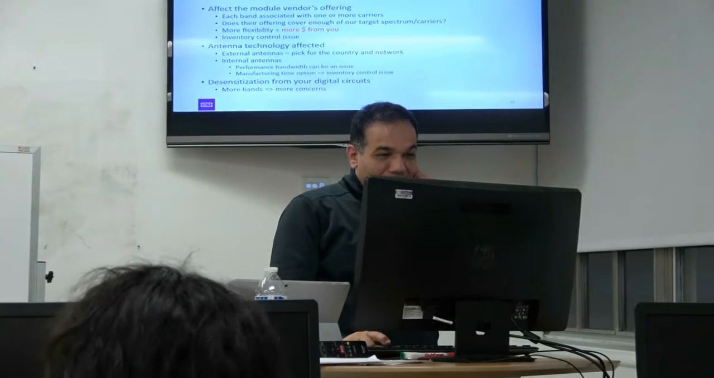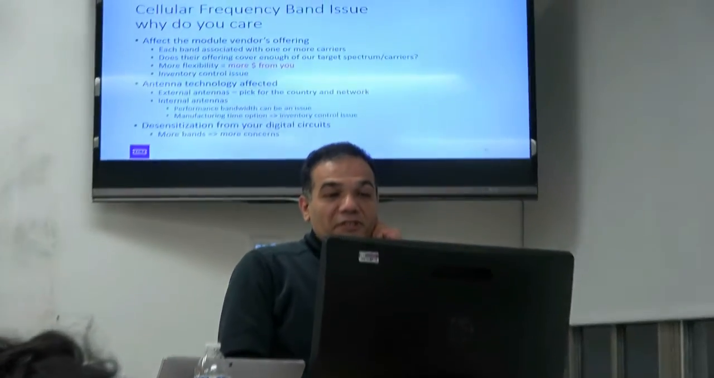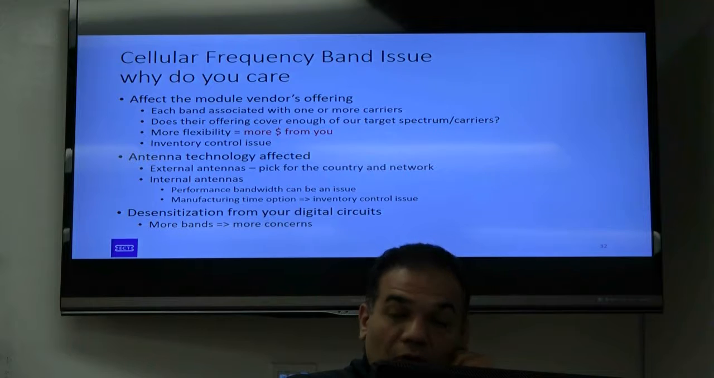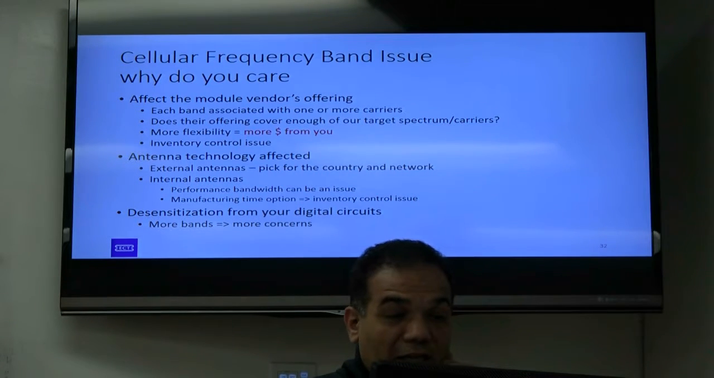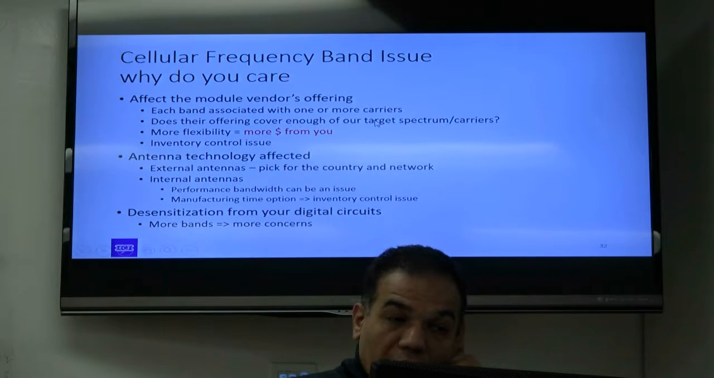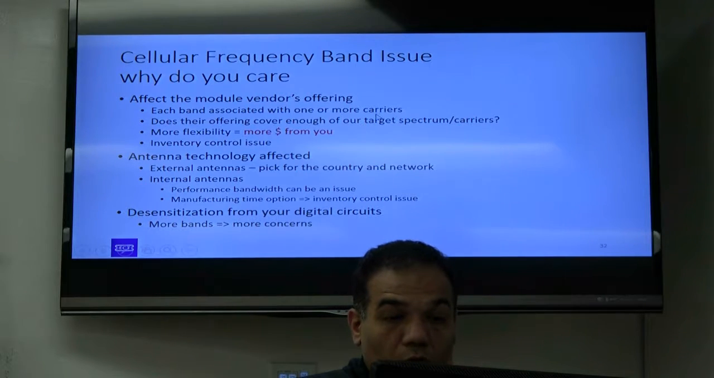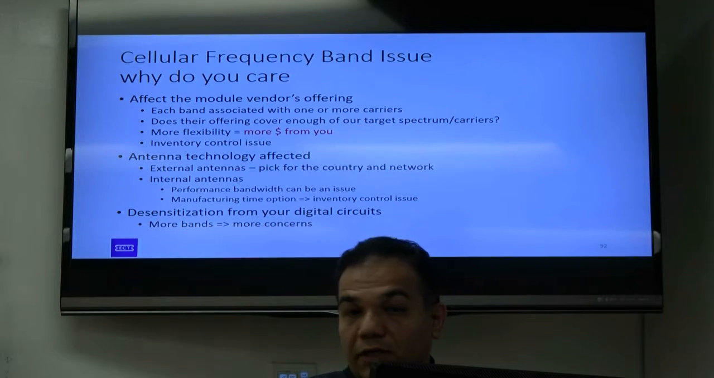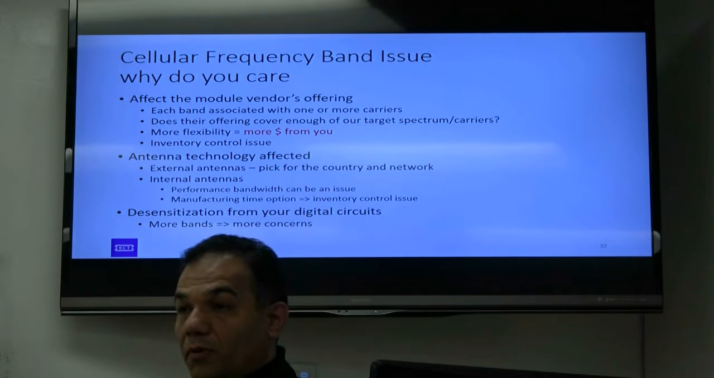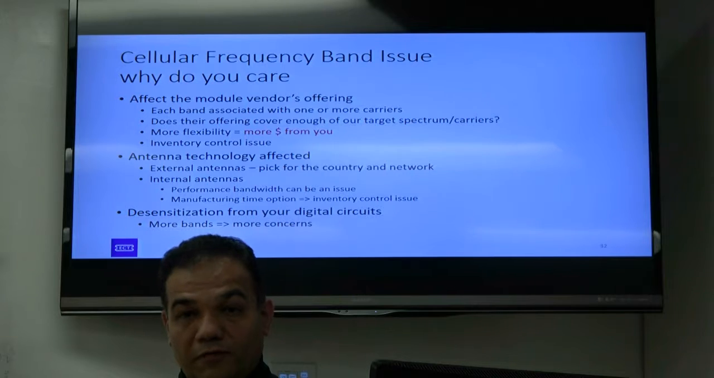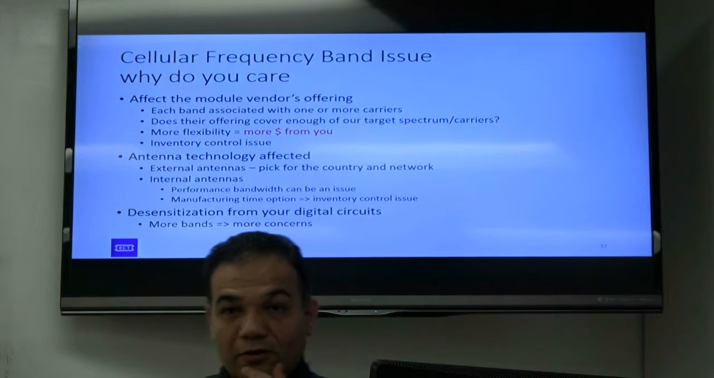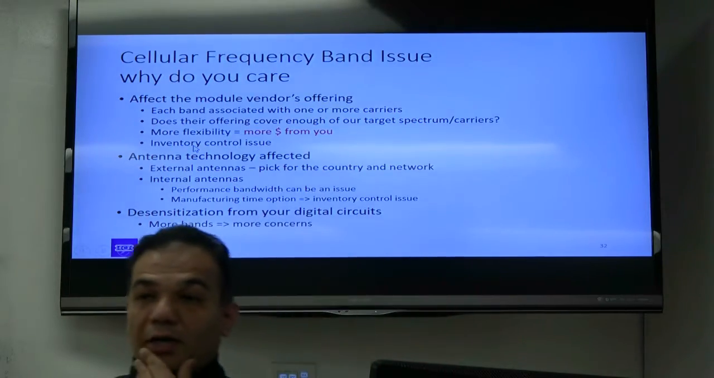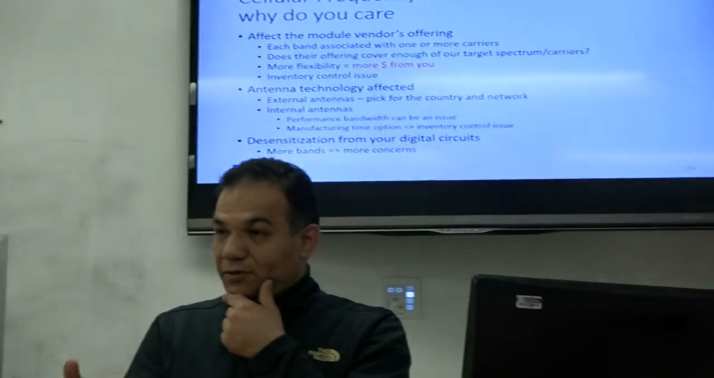All right. So, cellular frequency band issue. Why do you care about the frequency? Okay, so it affects the module vendors offering. Each band is associated with one or more carriers. The carriers in T-Mobile are different than the others, right? So if you're going to use T-Mobile, the chip you design will be different than for another carrier. You agree? GSM by itself, in India or different countries, uses different bands, right?